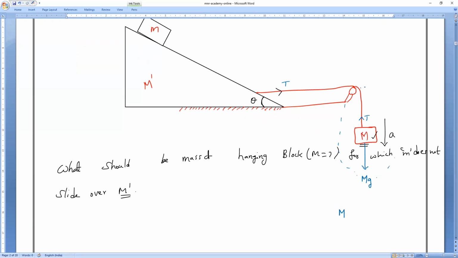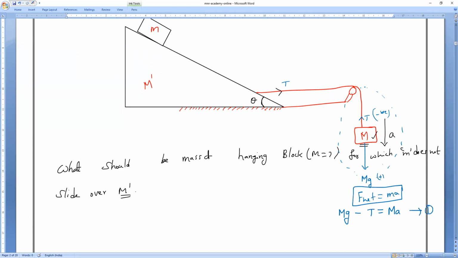If we consider this whole as a single system, the acceleration is downward, so it will be positive and the tension will be negative. So what equation will come? Capital Mg minus T is equal to capital MA. That is F net is equal to MA. This is equation number 1.